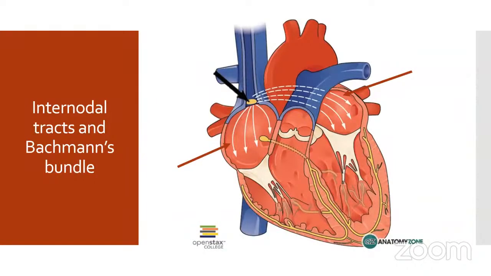After initiation of the electrical impulse from the SA node, the conduction of the depolarization wave from the sinoatrial node across the right atrium to the atrioventricular node occurs through three internodal tracts, the anterior, the middle, and the posterior tract in the right atrium, and the Bachmann bundle in the left atrium, which is a branch of the anterior internodal tract, enabling simultaneous depolarization of both the right atrium and left atrium to maintain synchrony.